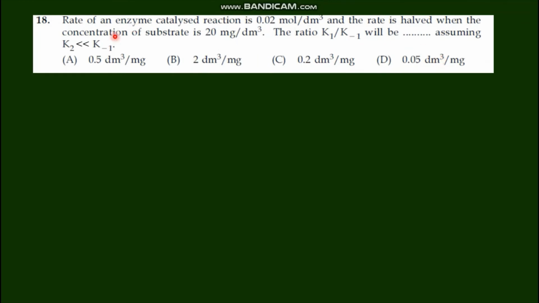Next question. Rate of an enzyme catalyzed reaction is 0.02 mole per dm cube, and the rate is halved when the concentration of substrate is 20 mg per dm cube. The ratio of K1 by K inverse 1 will be, assuming K2 is much lesser than K inverse 1.